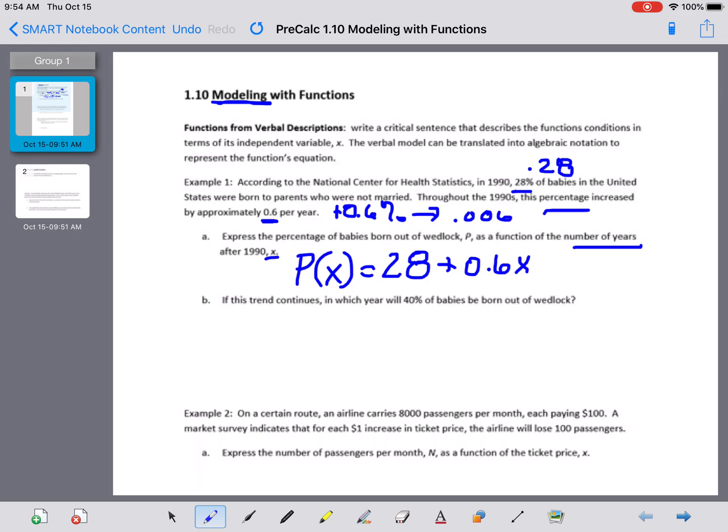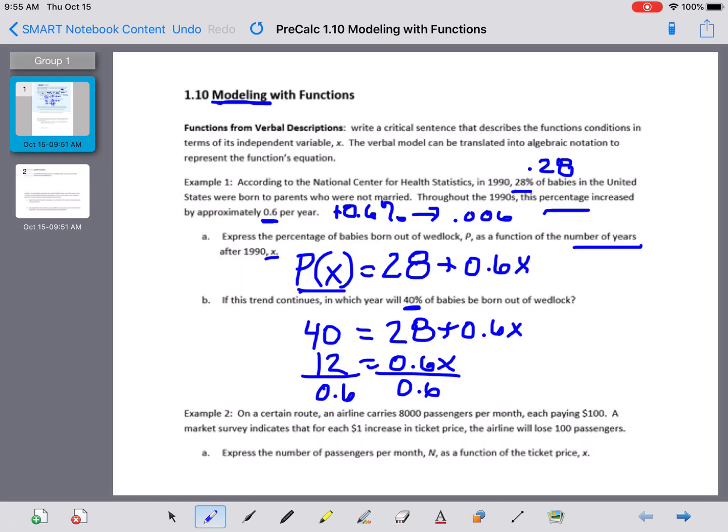Now for B, it says if this trend continues, in what year will 40% of the babies be born out of wedlock? So now we can work with 40%. Again, I don't have to change it to a decimal because I didn't earlier. So 40% is the number of babies over here for my P of x, or my quote y, right? Equals 28 plus 0.6x, and we are working on solving it. Subtract 28, I get 12 divided by 0.6. Remember, that's like 120 divided by 6, right? And that would be 20.